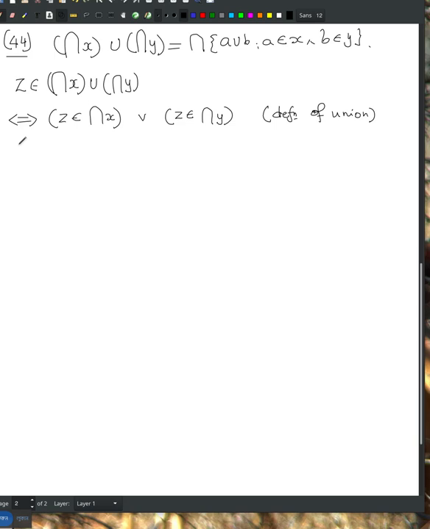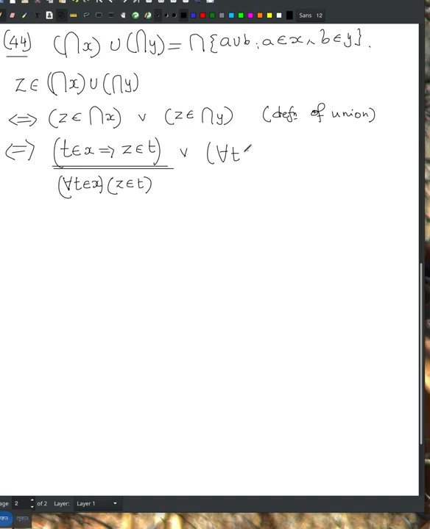So what does this mean? Well, this means that whenever I take any X, this means Z belongs to T. This statement is actually logically equivalent to writing, for all T in X, Z belongs to T. Okay? And similarly, you could write any one of them. So, for all T in Y, Z belongs to T. Okay? So this is obviously the definition of intersection.